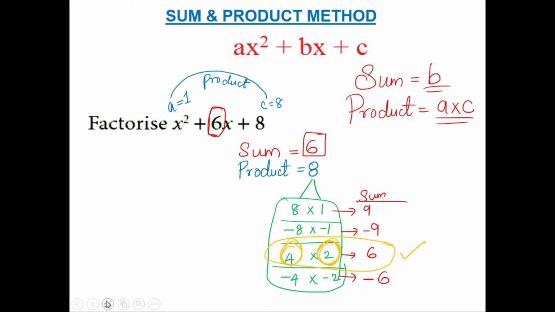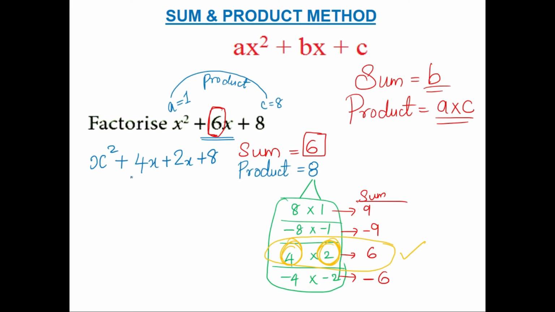So taking 4 and 2, I will split the middle term as x squared plus, now the 6x is going to be split as 4x plus 2x plus 8. So this is what you have to do next. Once you find the two terms, you split the middle term. You split 6x as 4x plus 2x.